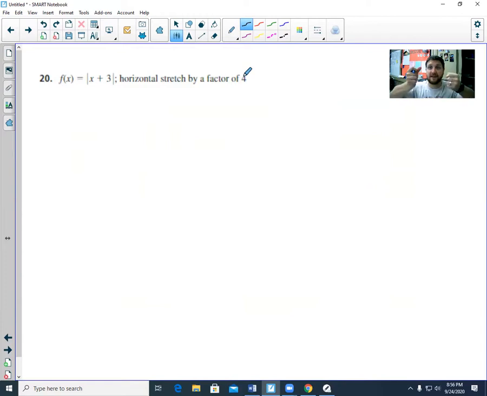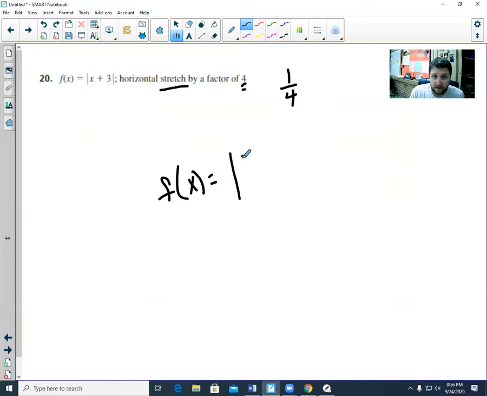So if stretch means that it's bigger, that means I have to put a small number in front of the x. So when I stretch this thing by a factor of 4, that really means I need to use the number 1/4 because I need it to be a small number to stretch it. I'm going to apply that directly in front of the x right here. So it's going to be f of x equals the absolute value of 1/4. It only goes in front of the x on this one, plus 3.